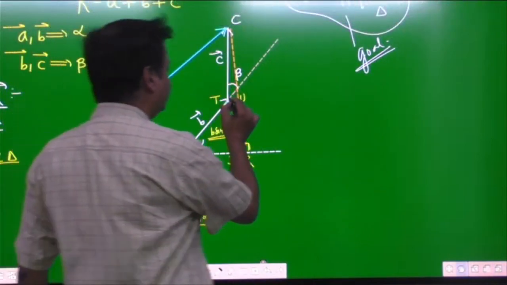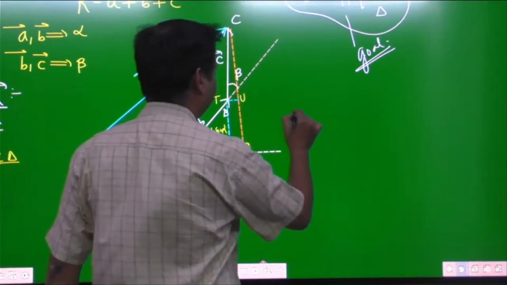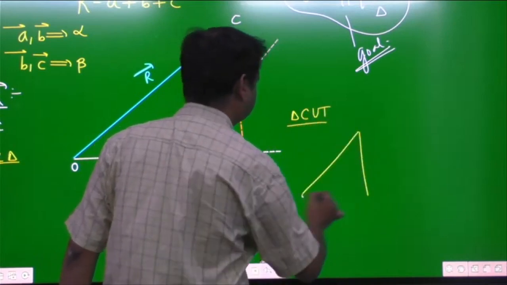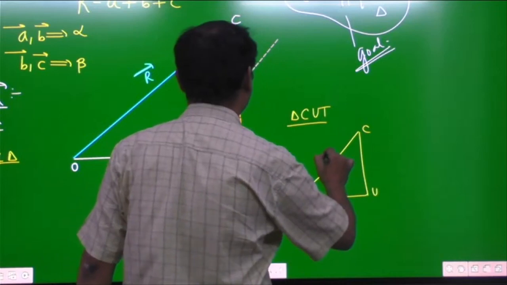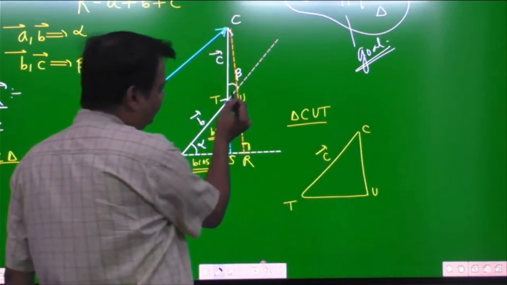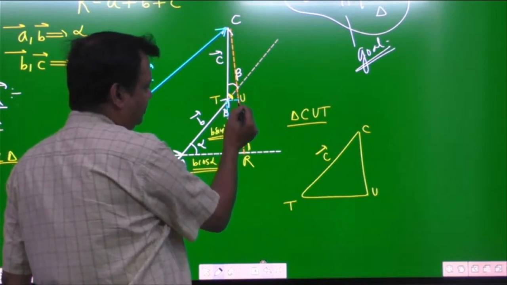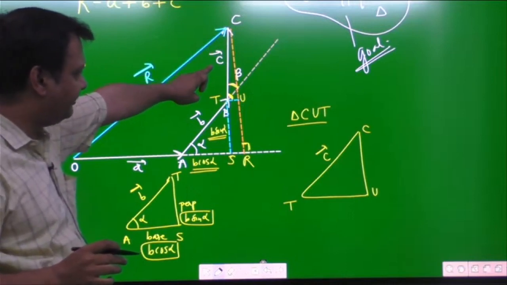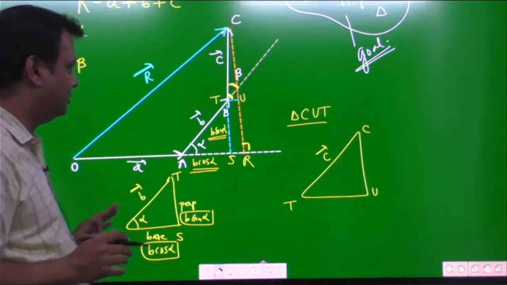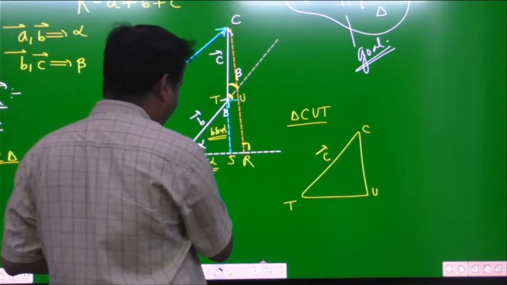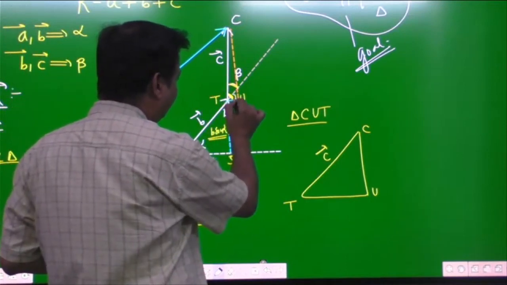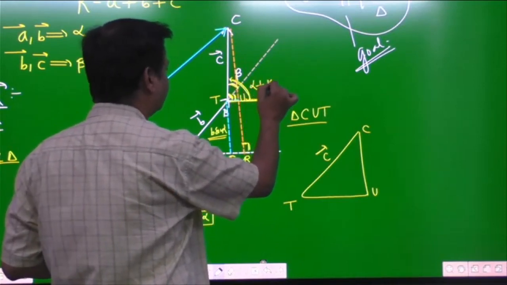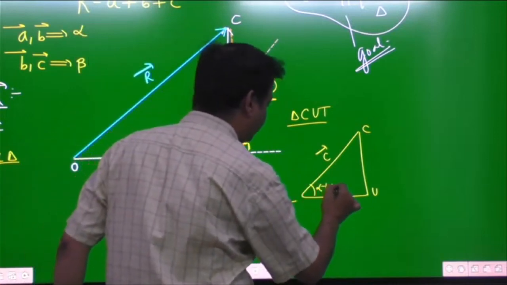Now if you see the triangle CUT, and this is a vector C. What will be this angle, this whole angle? So say this angle is beta. Beta is the angle which C is subtending with the vector B extended. And this blue line TU is parallel to AR. So this angle will be alpha. So this whole angle will be alpha plus beta, correct? This whole angle will be alpha plus beta.